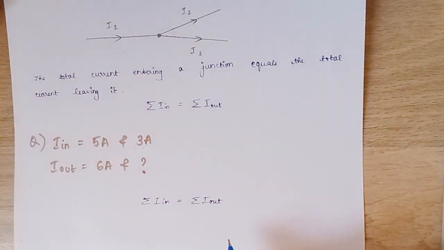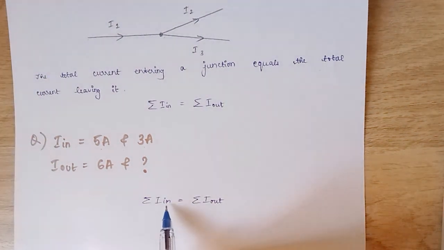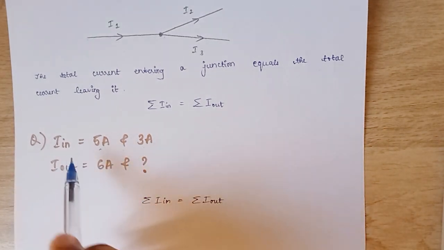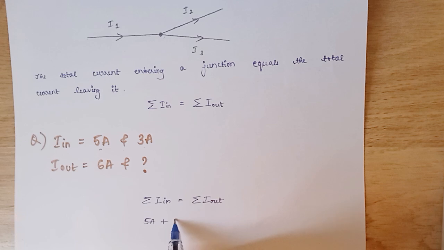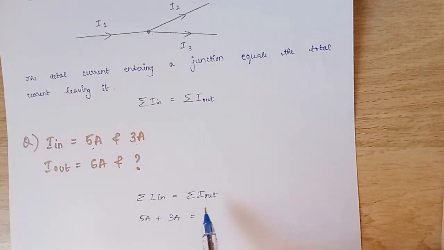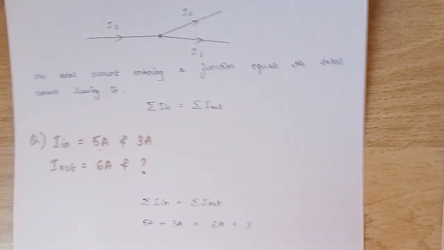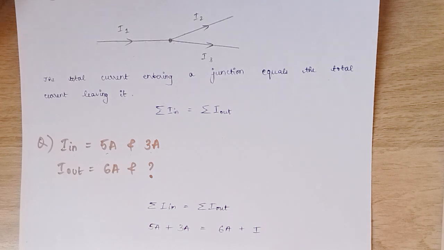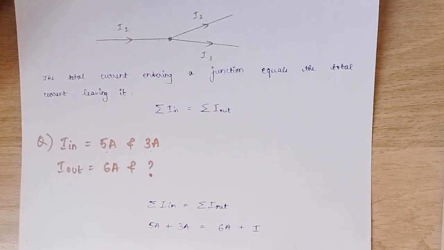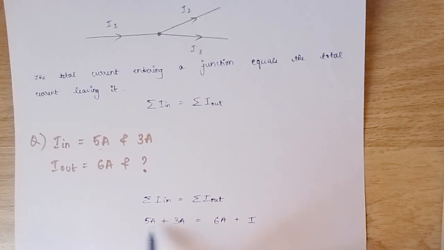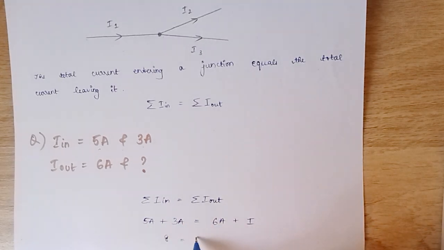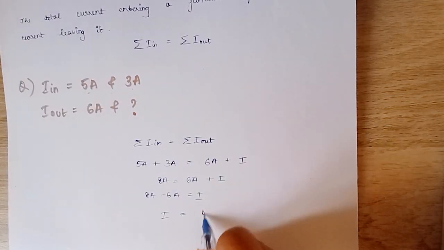Now when you look at this equation, the sigma of I in is 5 plus 3. So 5 ampere plus 3 ampere is equal to, now how much is leaving? 6 ampere. Now what we need to find, we can take it as I or any other symbol, just for your understanding. So right here I am taking I. Now you can substitute this: 5 plus 3 is 8, and 8 is equal to 6 ampere plus I, or 8 ampere minus 6 ampere is equal to I. So I is equal to 2 ampere.